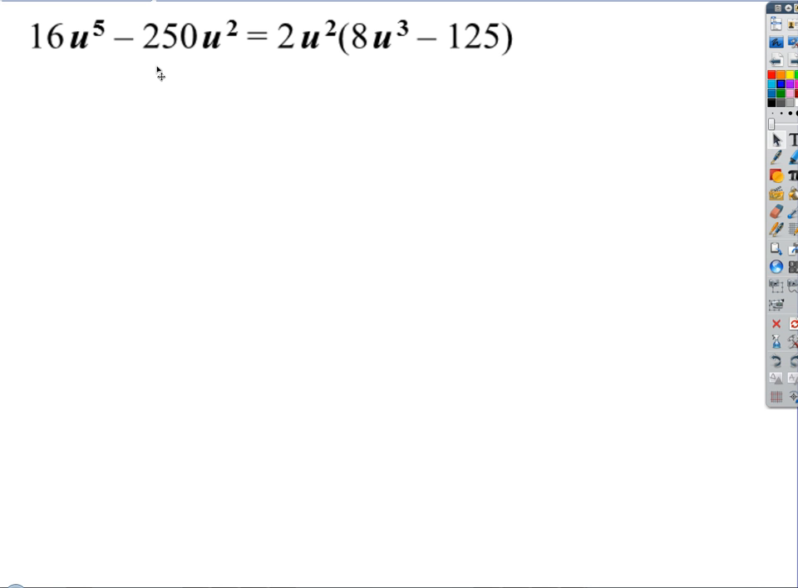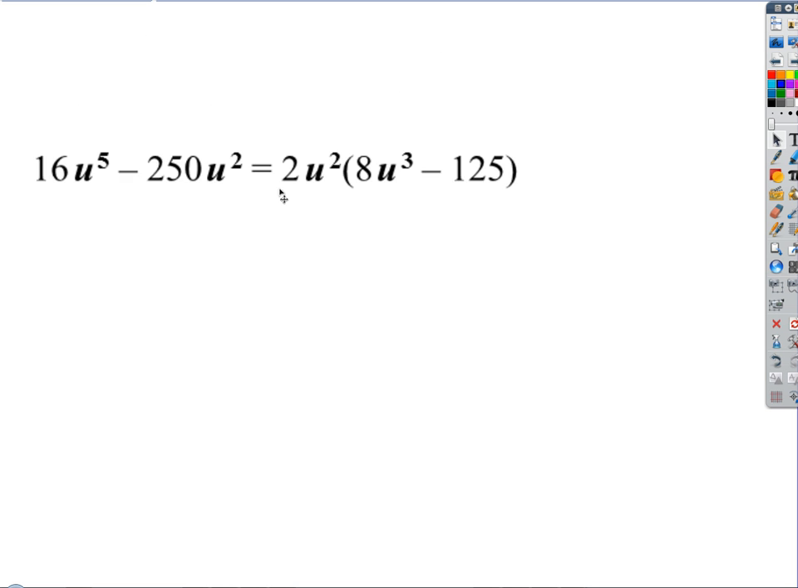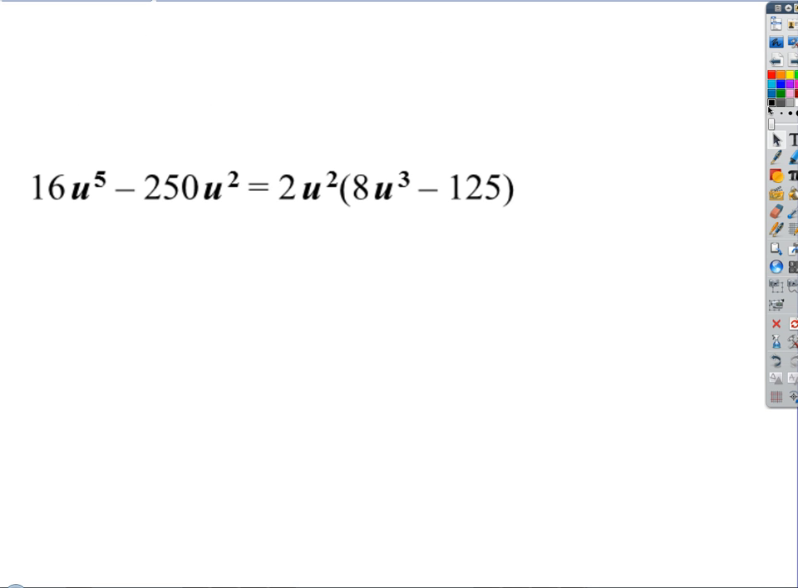So I can take out a u squared, divide that away from both of those. Right? And what have we done there? All I'm saying is that factoring out a 2u squared is like dividing each of these terms by that. So if I take 16 u to the 5th divided by 2u squared, what is that? 16 over 2 is 8.